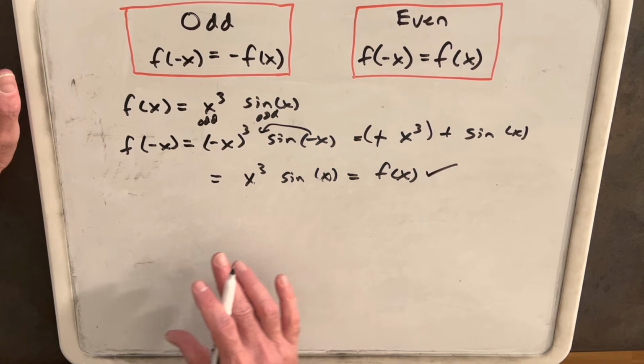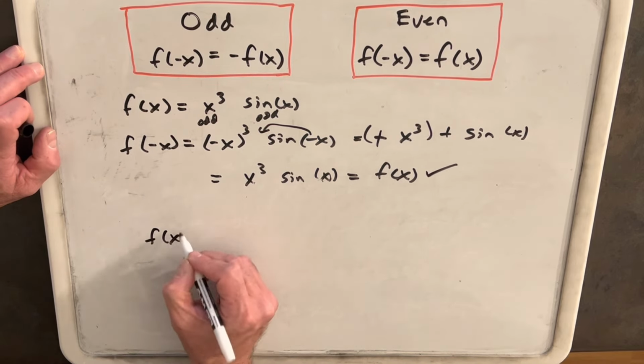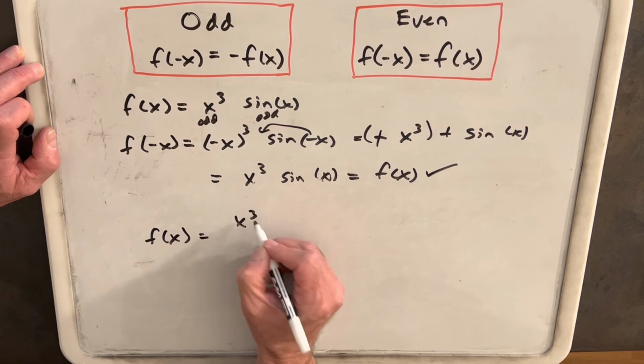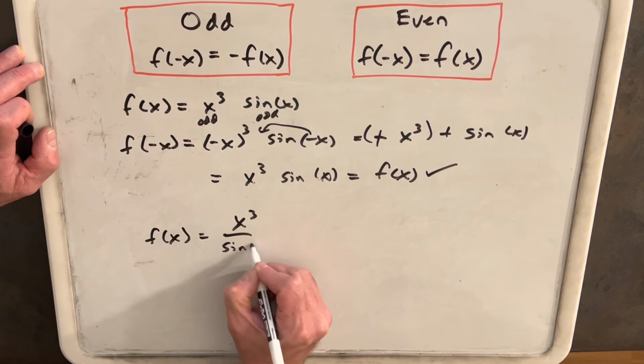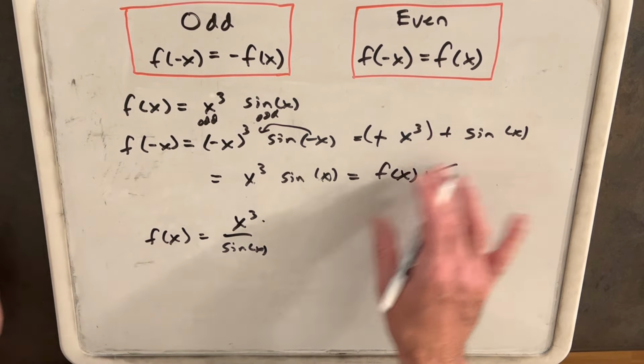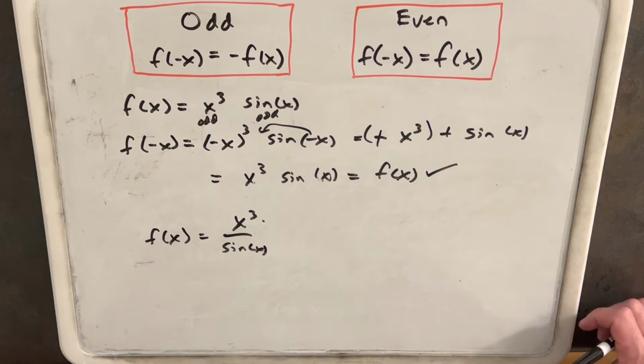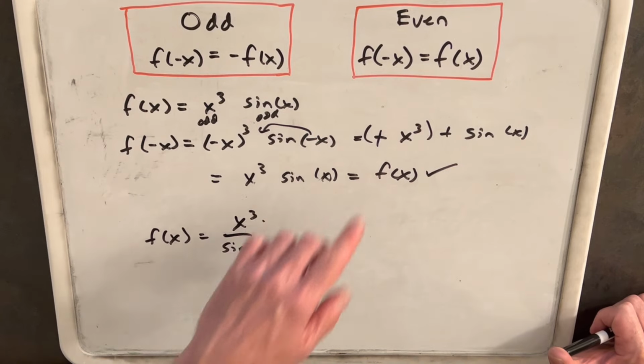And again, they all work the same if we had it as a fraction. So like, just real fast, if we had x cubed over sine x, odd over odd, again, this would be even. You'd get the same kind of cancellation because you're going to have a negative sign over a negative sign. And so you can just play with the combinations, but you can always go back to the definition and show how it works yourself.